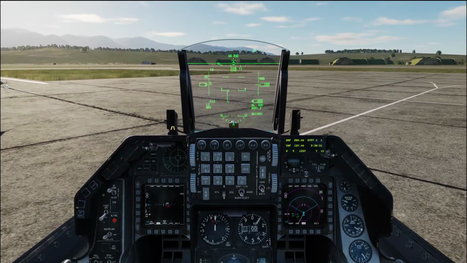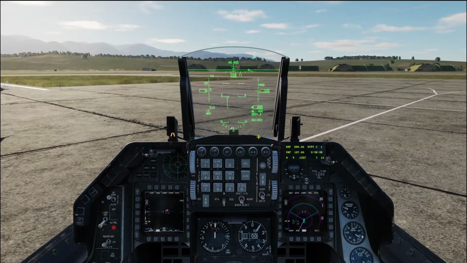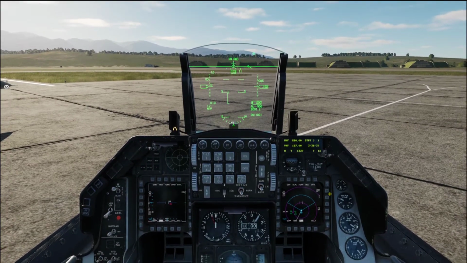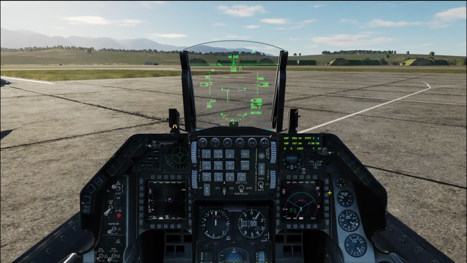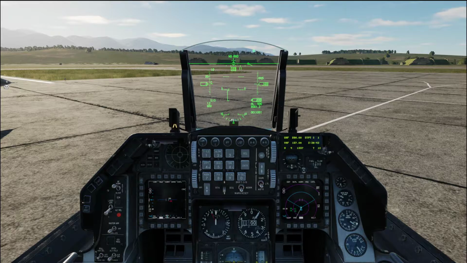Hi everyone, we are in DCS World F-16C Viper, and this video is about cockpit familiarization. This second part of the tutorial, we will see the front side of the cockpit. So let's get started.